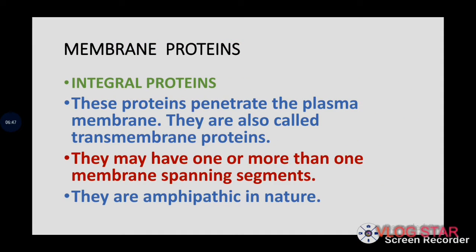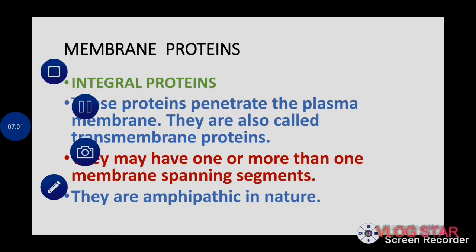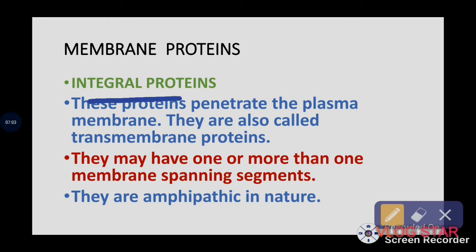So here let us talk about membrane proteins. Membrane protein is a very important topic of cell membrane. There are generally two types of membrane proteins. First is integral proteins. Integral proteins are those proteins which actually penetrate the plasma membrane, and that's why they are called transmembrane proteins. Transmembrane proteins are actually amphipathic in nature. We have discussed this term earlier, what amphipathic means.